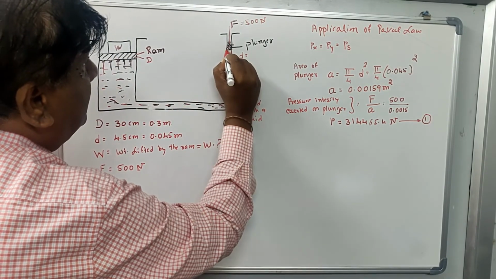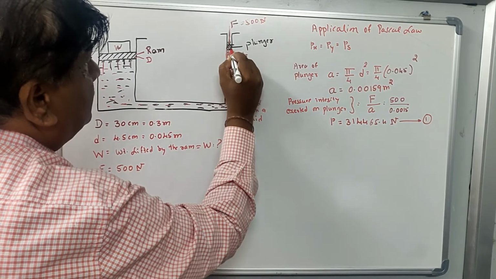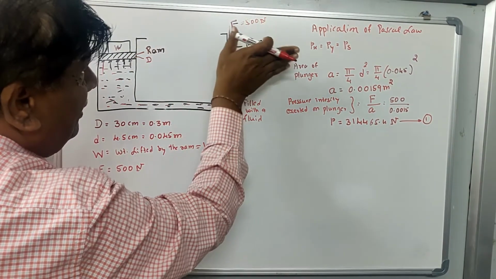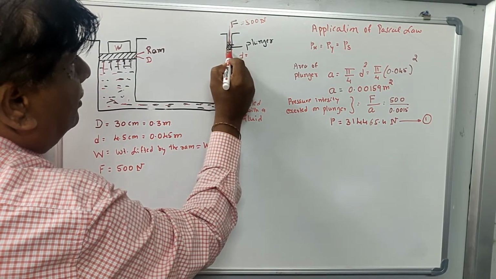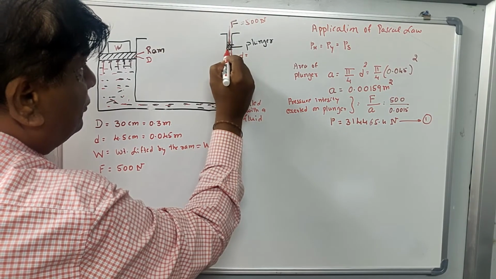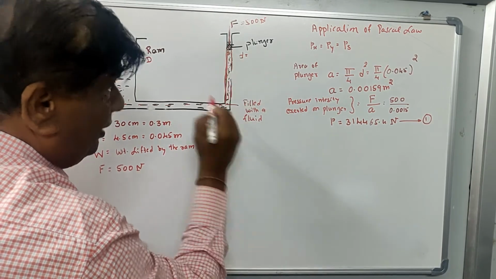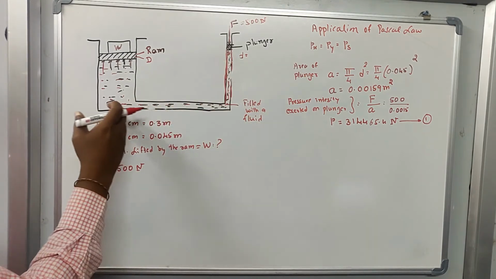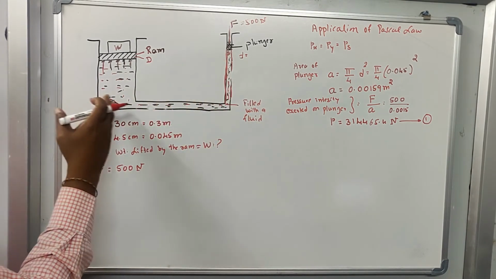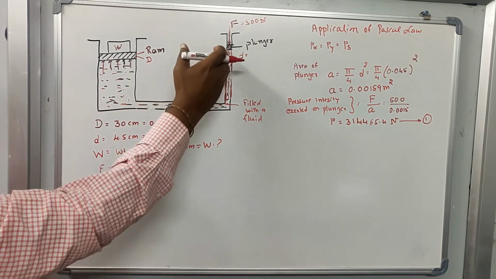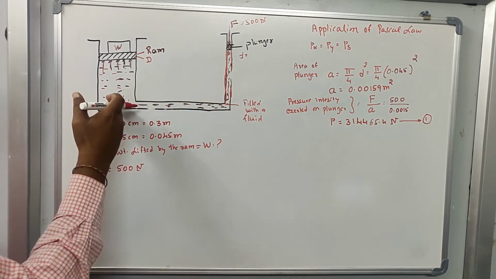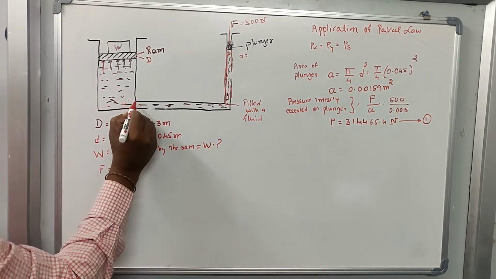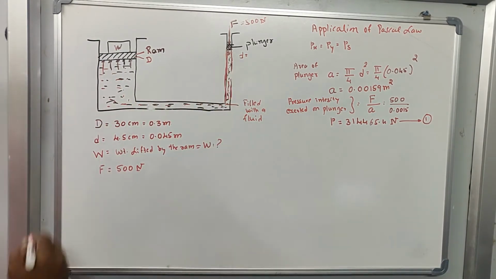This pressure intensity transmits in the downward direction because this is a fixed boundary. Any pressure transmitting in the horizontal direction will be resisted by this boundary, so the pressure is transmitted in the vertical direction. The same pressure acts equally in all directions, so the same pressure intensity acts at the ram because this is the fixed boundary.